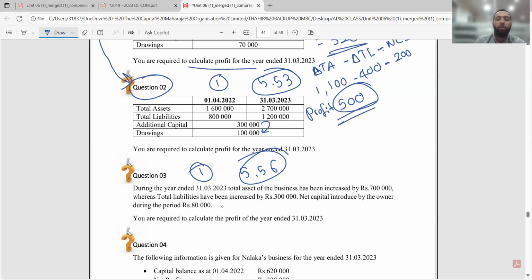Right. Okay. So this is a very simple question. Change in total assets is how much? 700. Change in total liabilities is 300. And then net capital introduced is how much? Net capital introduced is 80. Very simple question. So how much is the answer? The answer is 320.